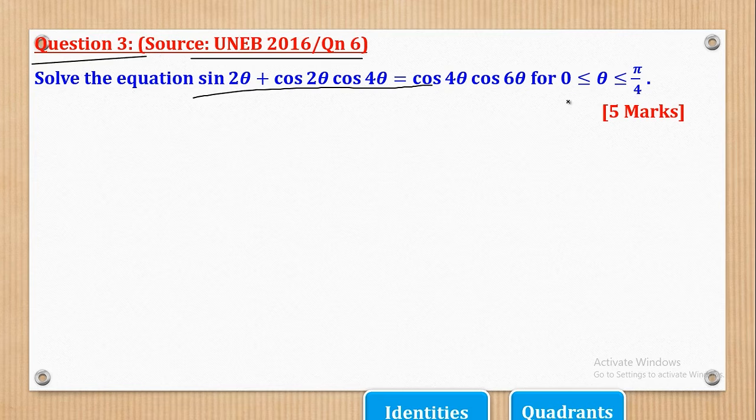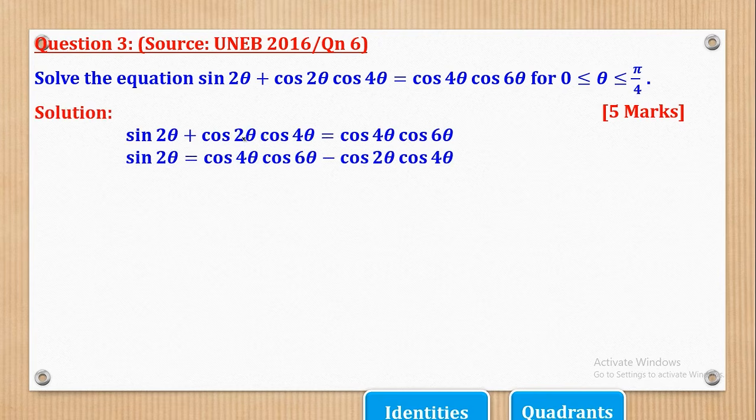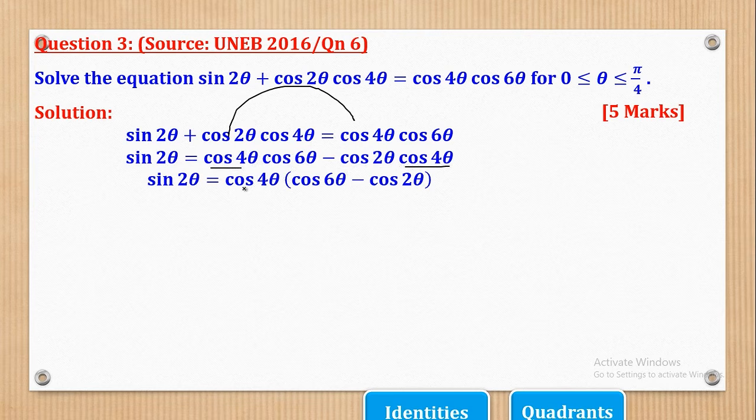So this equation for values of theta. Now I think we realize that because there is pi over 4, it implies that our theta has been measured in radians. So we shall start by first quoting the given equation. Then from there we shall rearrange. So when I rearrange, I take this one this side, and when I take it that side, you realize that I can factorize, because this is cos for theta and this is also cos for theta. So when I factorize it out, I remain with this in the bracket.